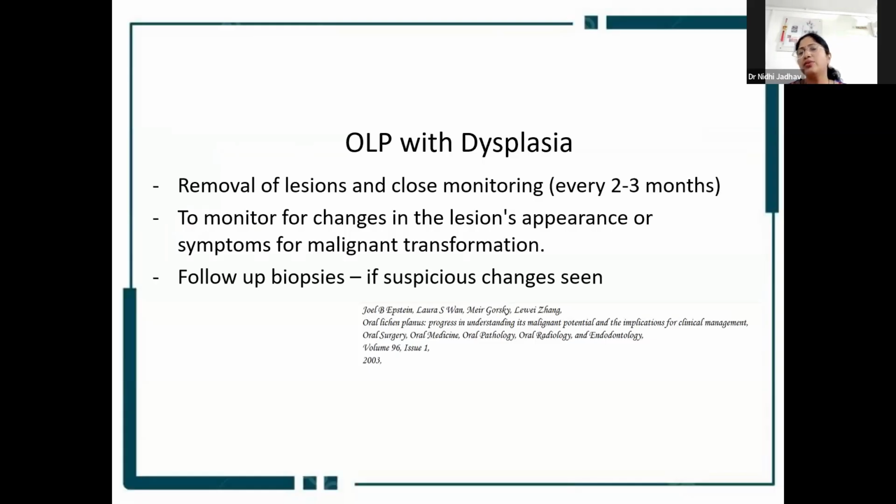Now, whatever treatment therapy I told till now was for the case of pure oral lichen planus without dysplasia. What when your case has histopathologically proven dysplasia? In such a case, removal of the lesion and close monitoring would be the first choice. You should also keep the patient under follow up at least every 2 to 3 months to check whether there is any suspicious change occurring in the lesion. So follow up is very important in such cases.